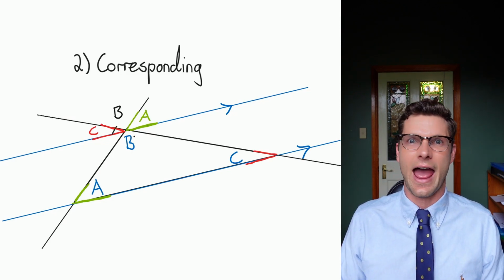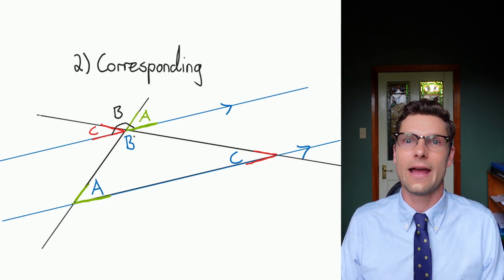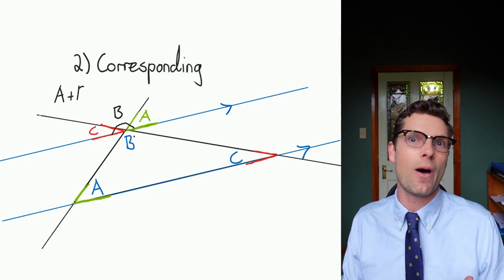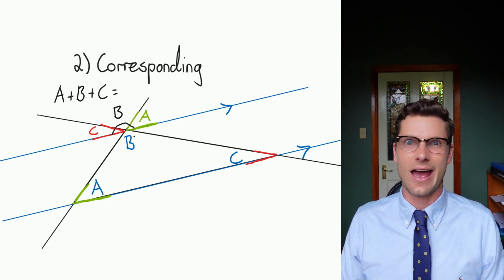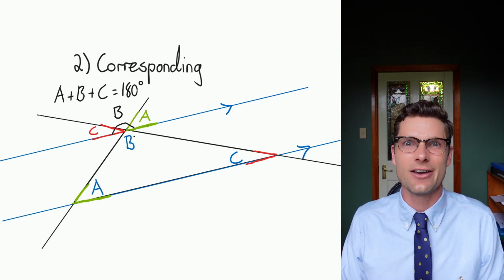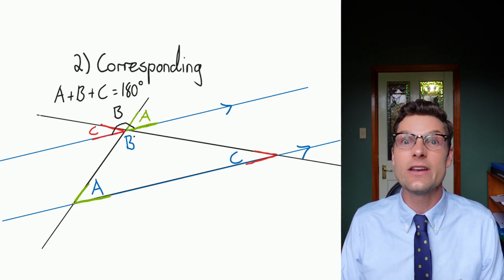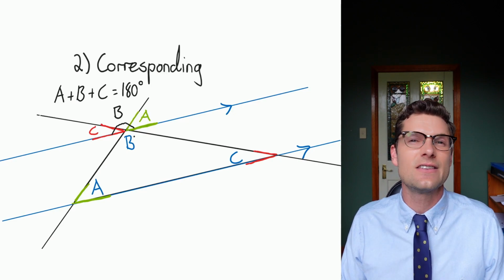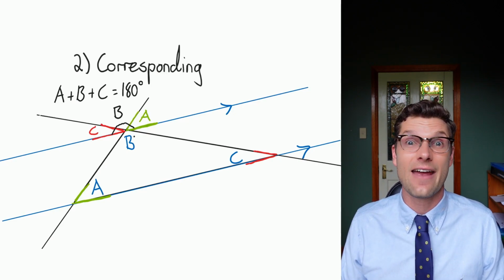Again, this means that I've got A, B, and C all equaling up to 180 or that one straight angle. So A plus B plus C is equal to 180. And again, it didn't matter which parallel lines I put in first. This is always going to be the case every single time.